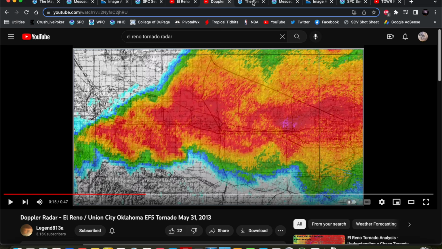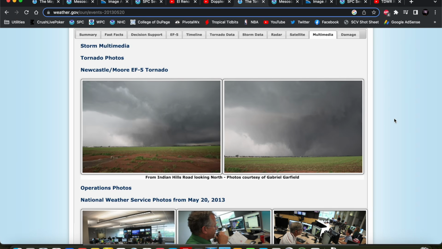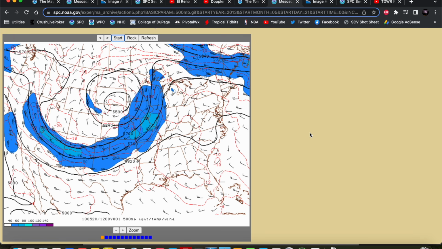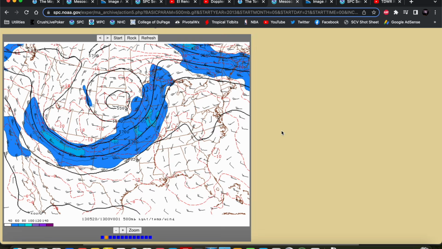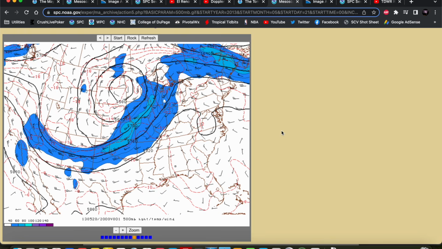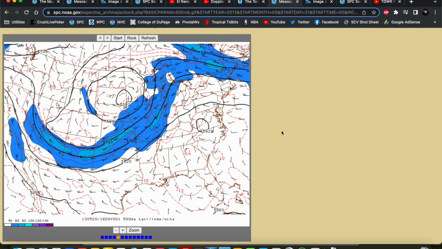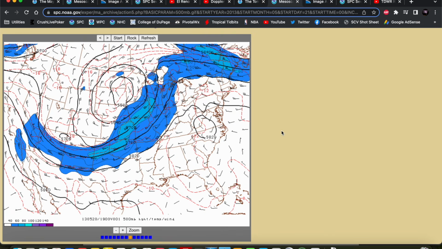Another case from that same 2013 season was the infamous Moore, Oklahoma tornado, the EF-5 that occurred in Moore on May 20th, 2013. Very similar situation here. Here's our 500 millibar trough. Here's the Oklahoma City area. Trough well off toward the north here, across the Nebraska, South Dakota border there. Belt of flow rounding the base of that. And once again, kind of neutral heights here, even maybe some slight height rises across the central Oklahoma vicinity throughout the day.